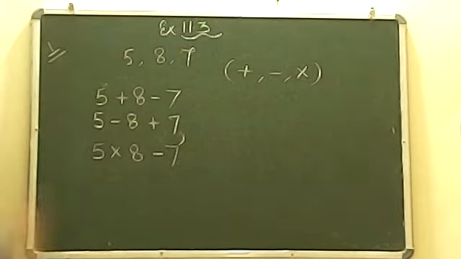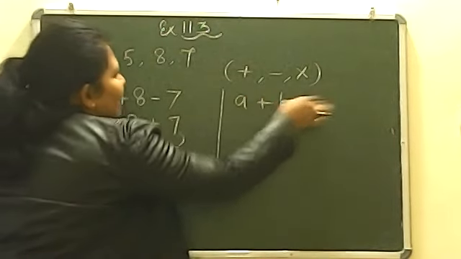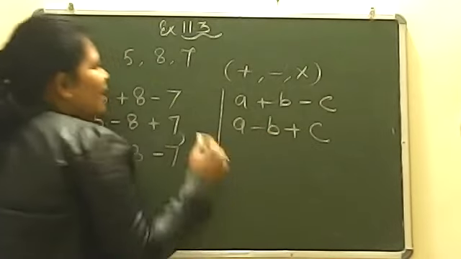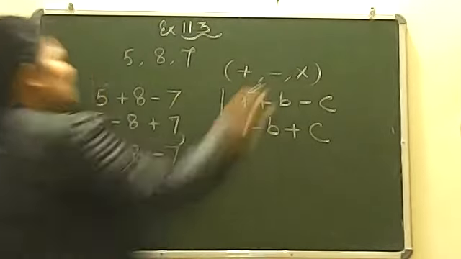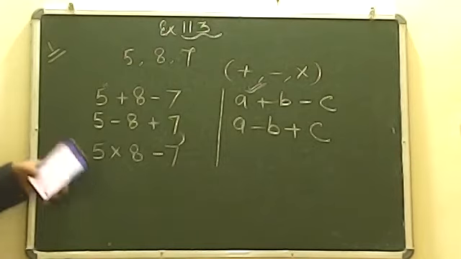But if in place of 5, 8, and 7, I choose variables, means if I write A plus B minus C, if I write A minus B plus C, can you tell me, can you solve this? Write it down, yes or no? Can you solve A plus B minus C, A minus B plus C? Can you solve it?